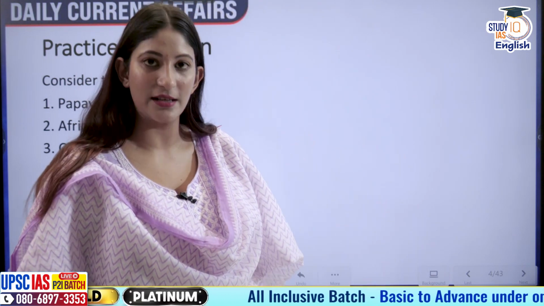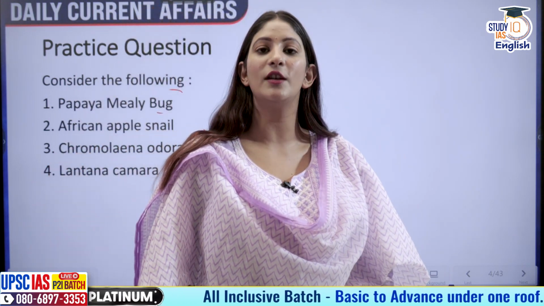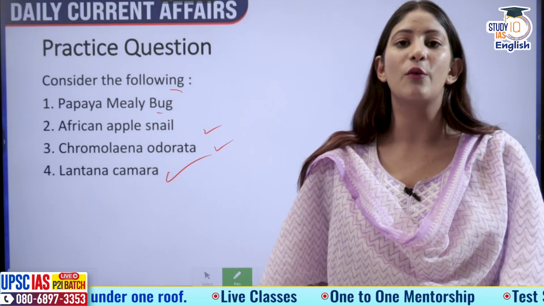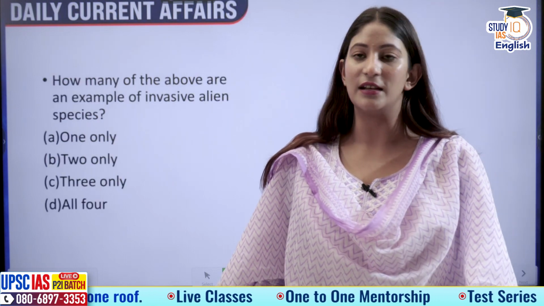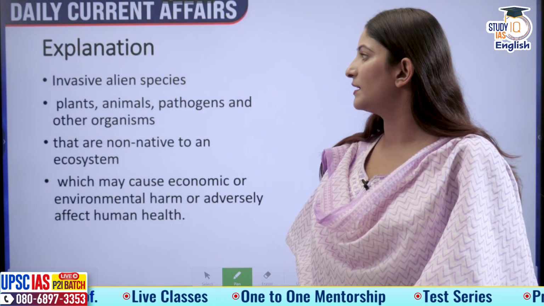Invasive alien species are the ones that are not native to one particular region. They may have been brought from somewhere else for a purpose. But when they start invading the area of native species, they become harmful for the biodiversity of that area. And all these four are actually invasive alien species. All four will be the correct answer.